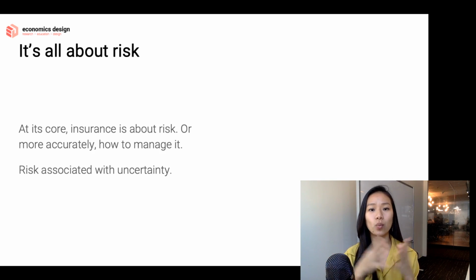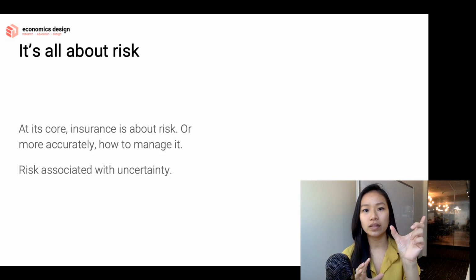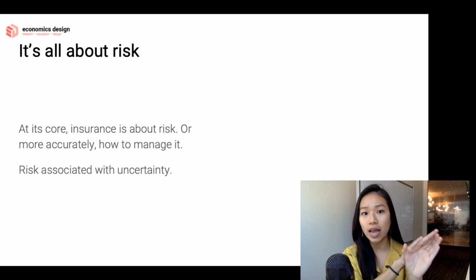And at the end of the day, what is risk? Risk is all about uncertainty. Uncertainty, things that you don't know when can happen, you don't know what will happen, you don't know if it will happen. And we want to understand this uncertainty. We call them the probability or riskiness of this uncertainty happening.